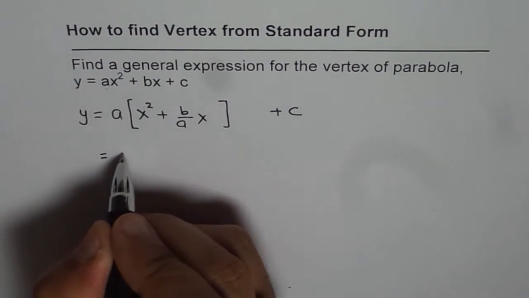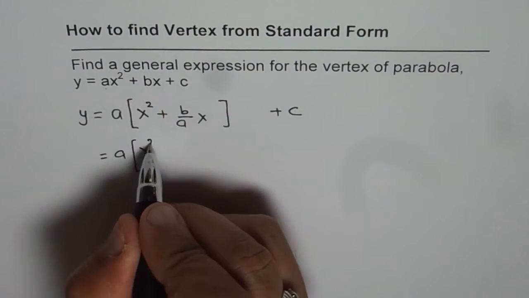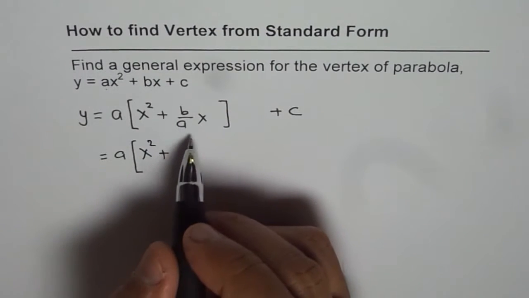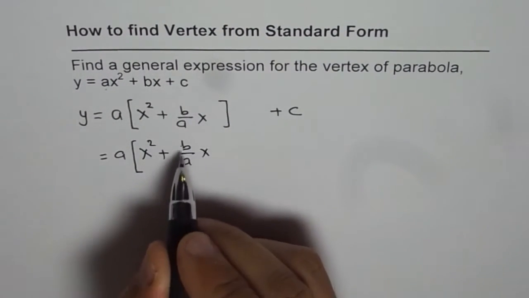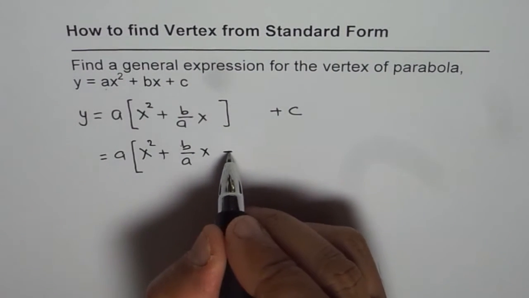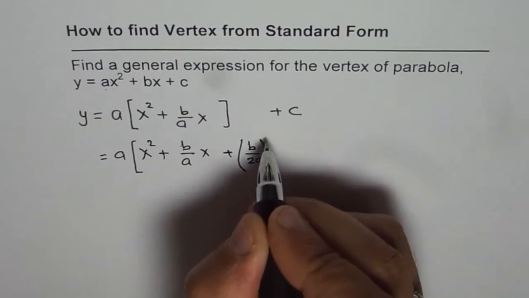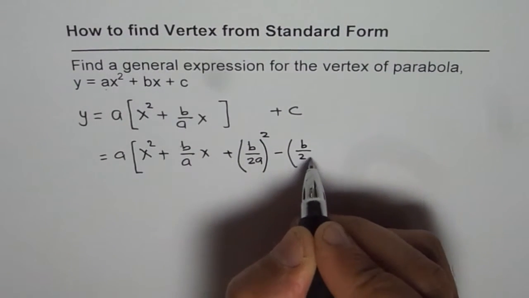Now in the second step, you have to add and subtract the square of half of the coefficient of x. We already have b over a times x. Half of b over a is b over 2a. So add and subtract its square. That's what I mean.